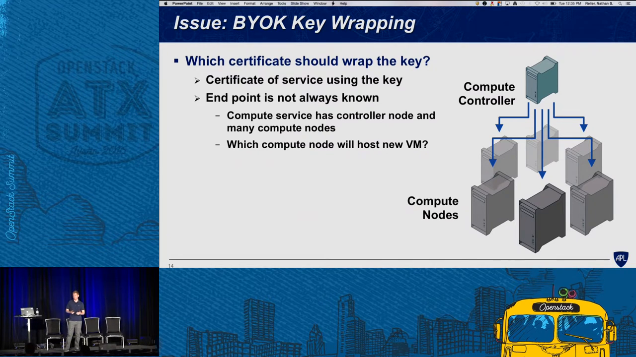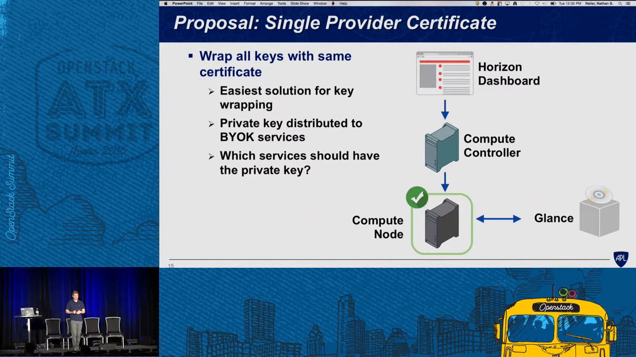So I think the most likely conclusion that will come out of that is, let's just use a single provider certificate. Instead of doing the end-to-end encryption, your cloud provider, Rackspace or whoever, will post their certificate, and that's what you'll use to wrap your key. So in the case of ephemeral disk encryption, we'll wrap it with that key and send the request across, and now the Horizon dashboard and the compute controller can't see the key that's being wrapped, but the compute node in this particular instance can. That sounds great. It sounds like we've made good progress here.